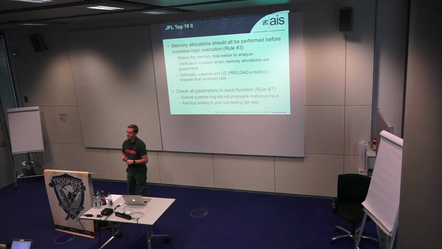Again, memory map. Simplify this as much as possible. So they recommend allocating all your memory ahead of time. In that case, you don't get in a situation where you've allocated parts of your memory and then you start running into memory allocation failures, and now you need to figure out how you can go from partial completion and partial state to rollback. When memory allocations are guaranteed, it's a lot easier to verify the code from that point on. So I'll talk about how you can actually check for that in your environment a little bit later.